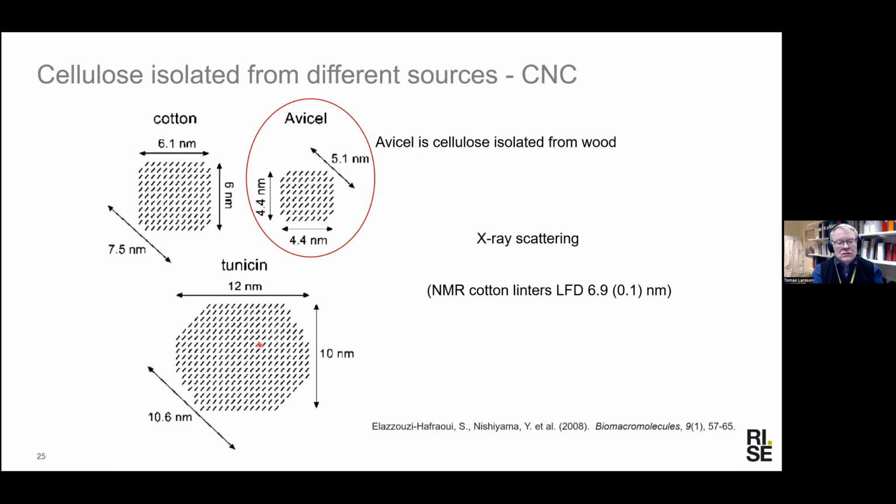I can show you this one. This is from X-ray, a pretty good job from 2008, and you see that they have Avicel isolated. It's a cellulose isolated from wood, and they come back with roughly 4 nanometers wide as well.